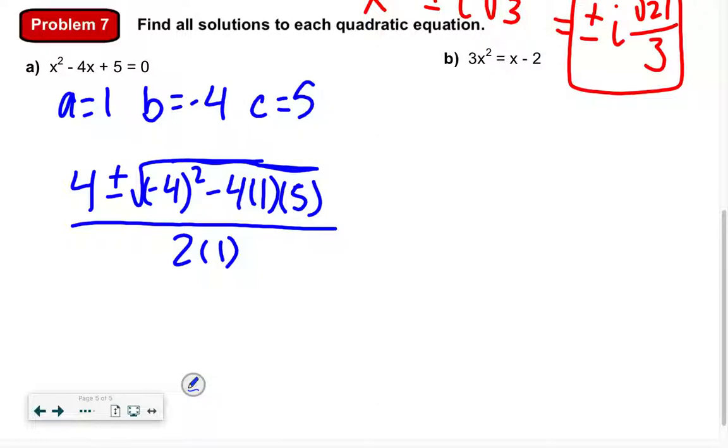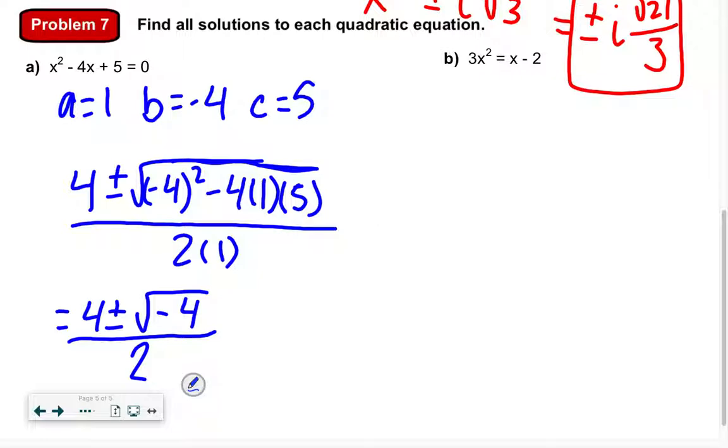You okay there? Okay, so I got 4 plus or minus square root. What is negative 4 squared? 16. 4 times 1 is 4. What's 4 times 5? So what's 16 minus 20? Look at that mental math. On a Monday after a long weekend.